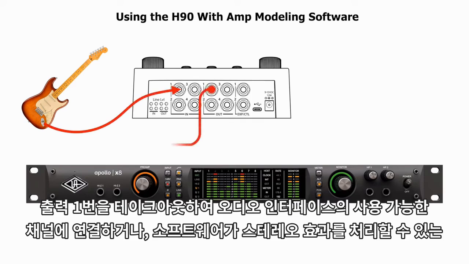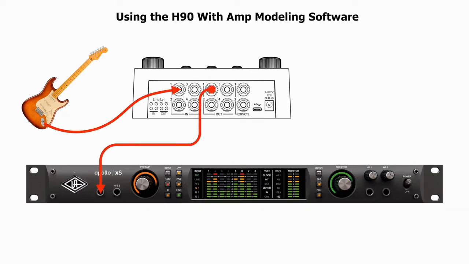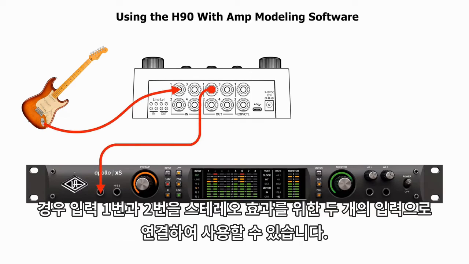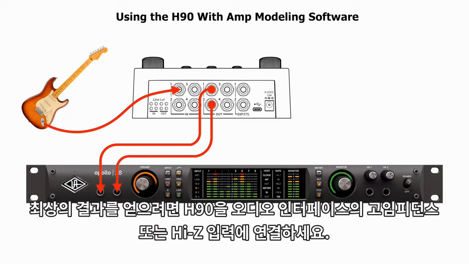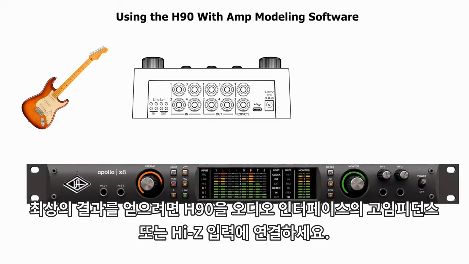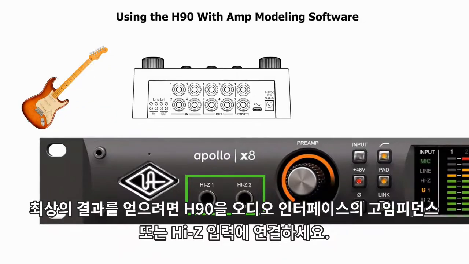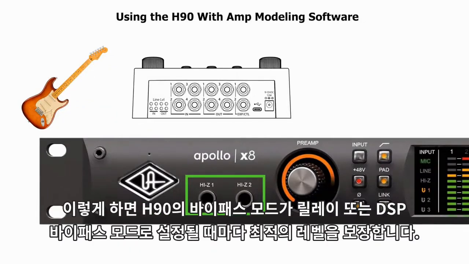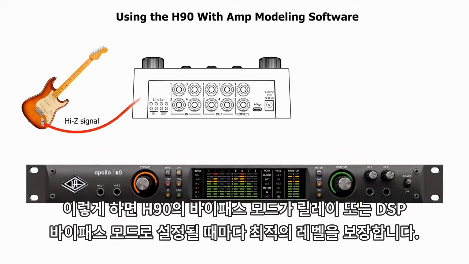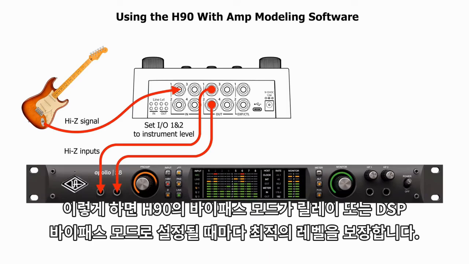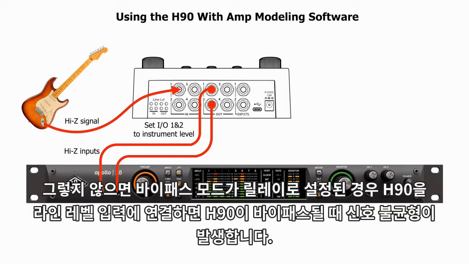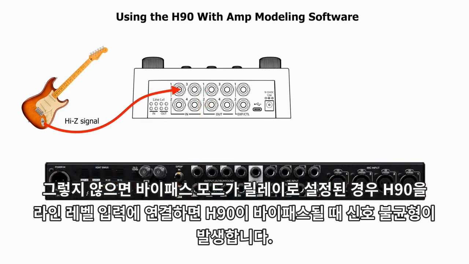Take output 1 and connect it to an available channel on your audio interface. Or, take outs 1 and 2 to 2 inputs for stereo effects if the software can handle stereo inputs. For best results, connect the H90 to high impedance or high Z inputs of an audio interface. This will ensure optimal levels whenever the H90's bypass mode is set to relay or DSP bypass mode. Otherwise, if the bypass mode is set to relay, connecting the H90 to line level inputs will cause a signal disparity when the H90 is bypassed.